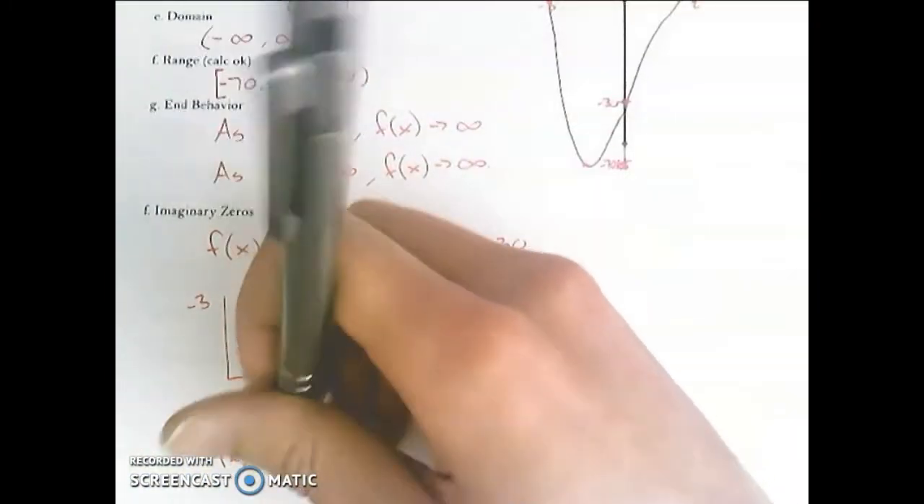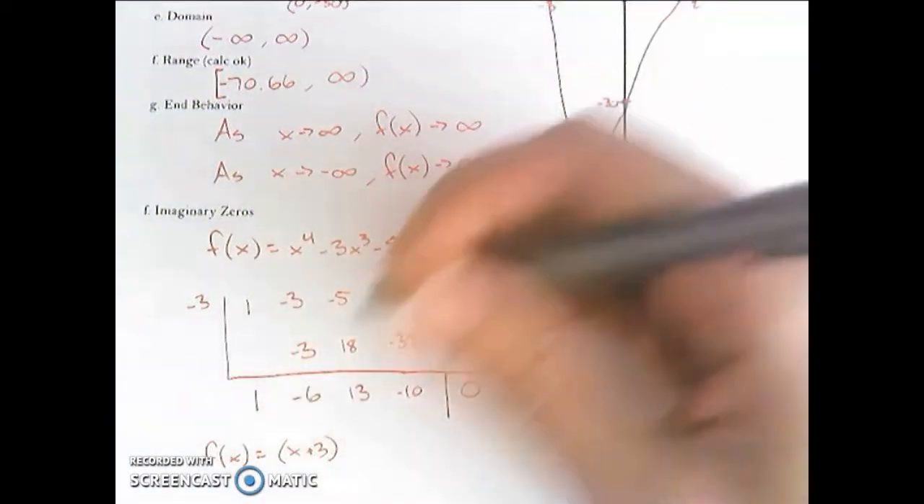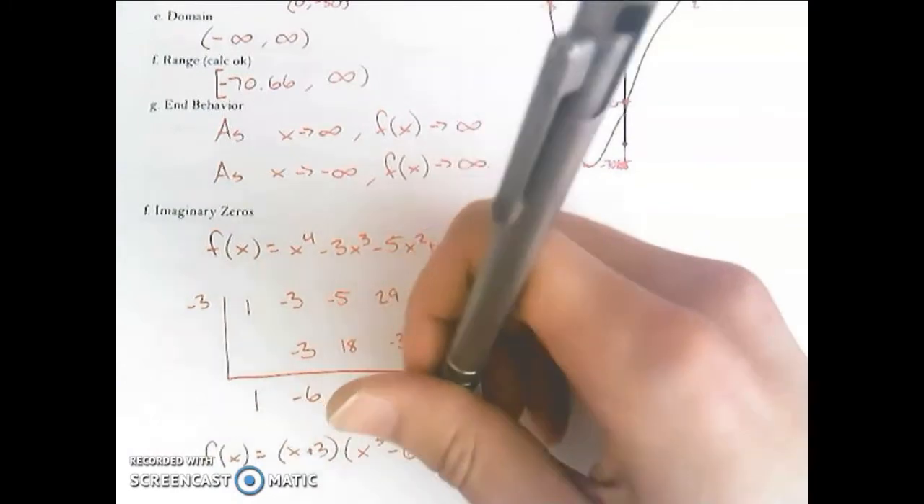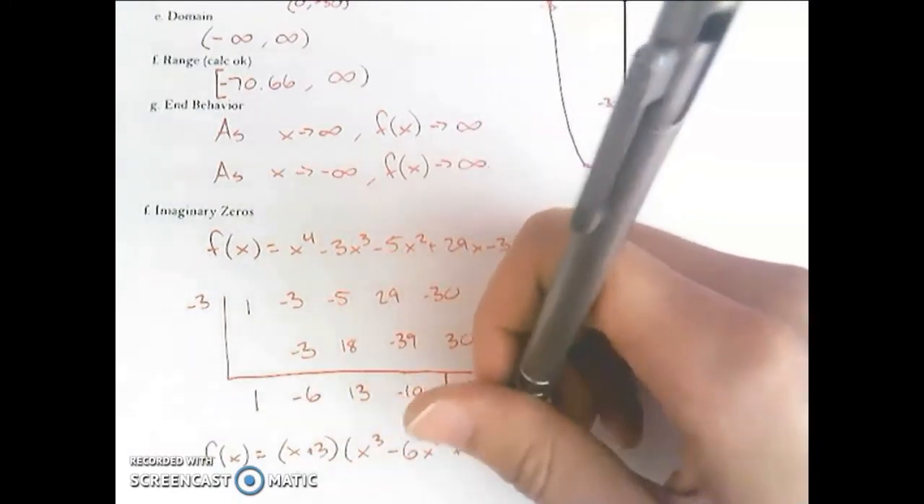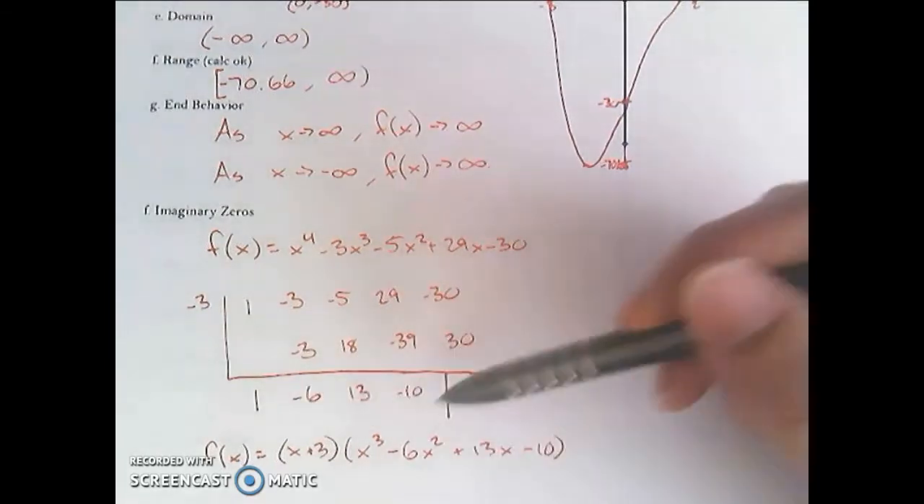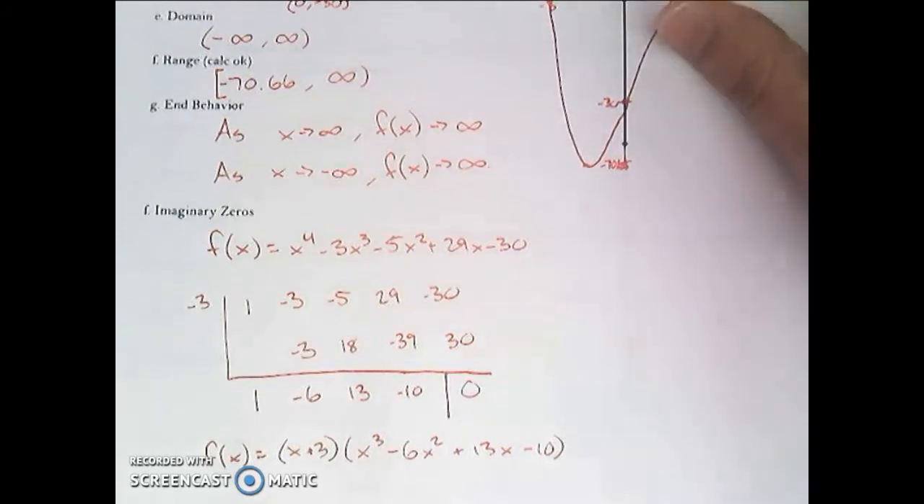So now if we were to rewrite this, we have f of x is equal to x minus 3, that's what we just confirmed, or x plus 3, sorry. And then we've got this polynomial here. So we have x cubed minus 6x squared plus 13x minus 10. So we're just using these coefficients and we're writing them as a polynomial in standard form. But we can continue going.